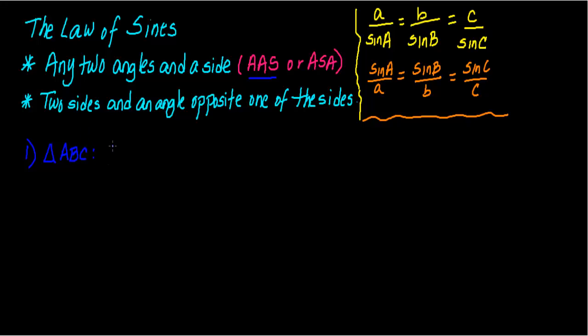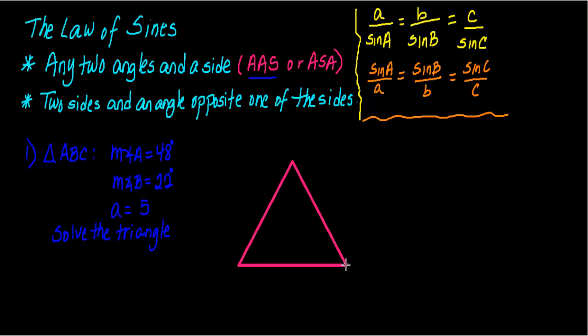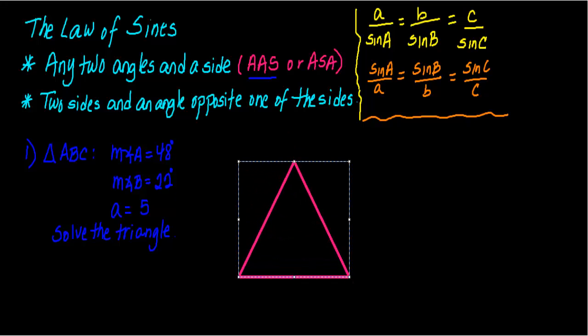I say the measure of angle A is equal to 48. The measure of angle B is equal to 22 degrees. And I also tell you that side A is equal to 5. And you have to solve the triangle, which means you have to find all the missing dimensions of the triangle. So let's draw this triangle. Let me grab a triangle here. Here's a triangle. Okay, and we're going to label it.